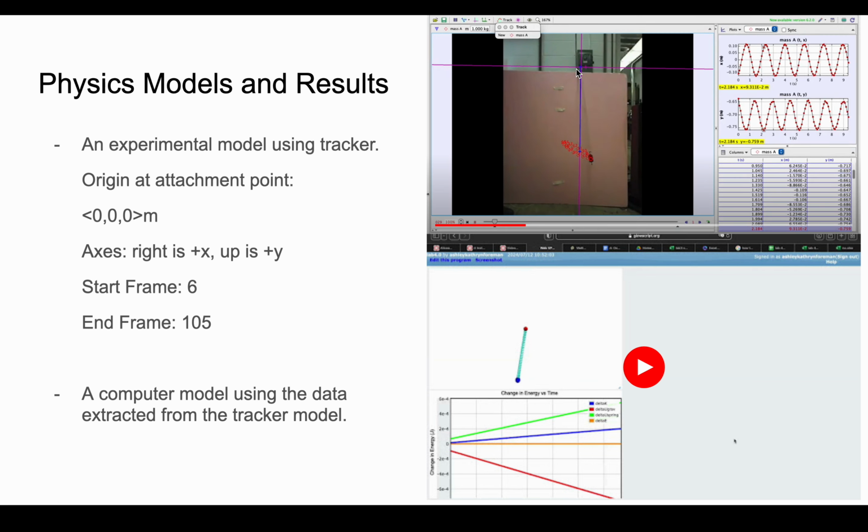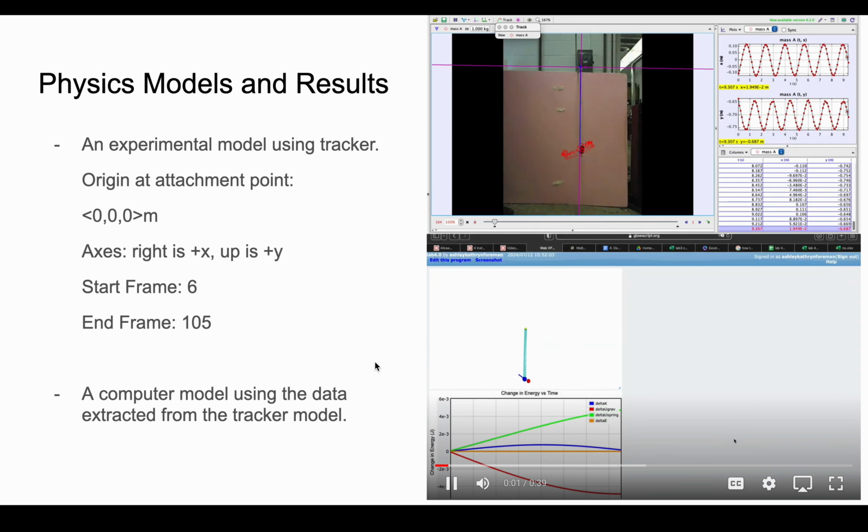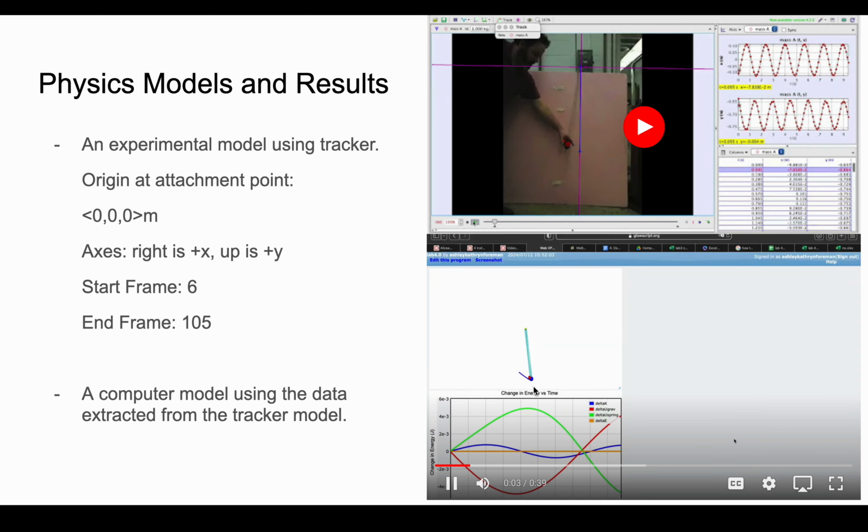And so the physics models. Here is the experimental model found using Tracker. I set the origin as the attachment point at 0, 0, 0 meters. For the axes, right is positive x and up is positive y. I started at frame 6 and ended at frame 105. Then here's the computer model using the data extracted from the Tracker model. The blue ball is the predicted motion, the red ball is the experimental motion, and it shows the change in energy in the two positions between the two models.